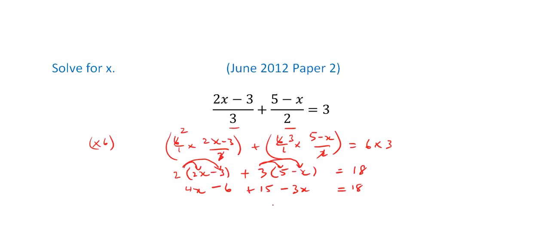So we leave all the x's on one side, so we end up with 4x minus 3x is equal to 18 minus 15 plus 6. 4x minus 3x gives me x, and 18 minus 15 is 3, and 3 plus 6 gives me 9.